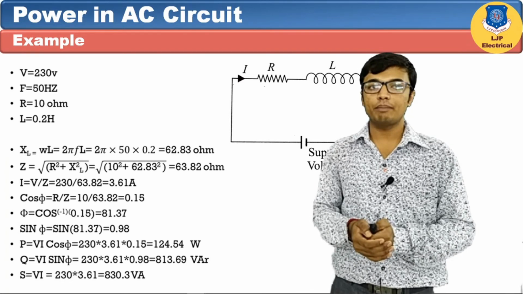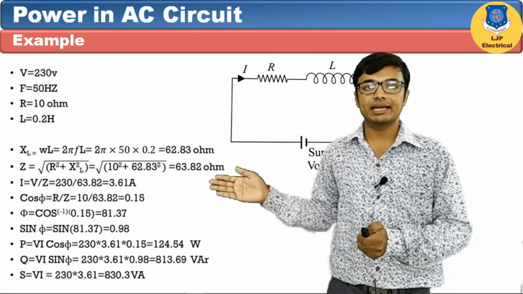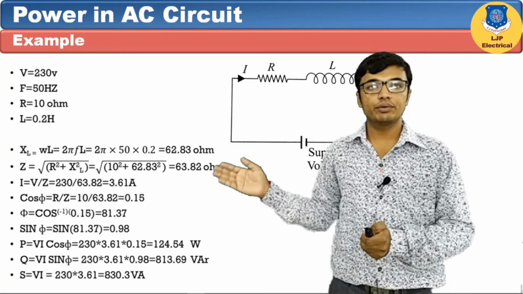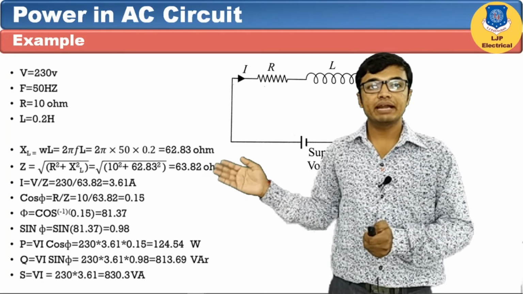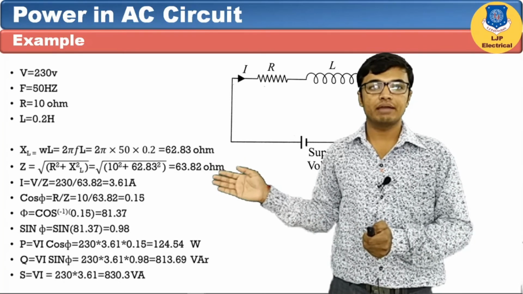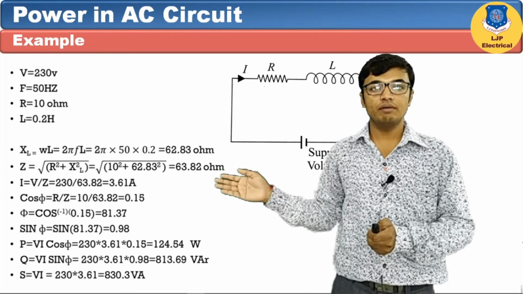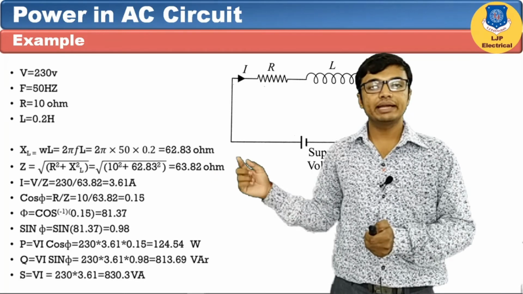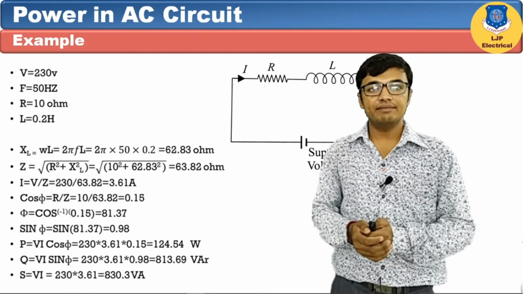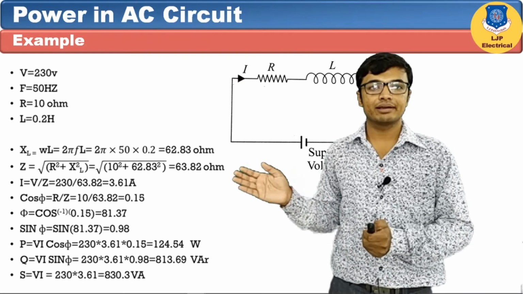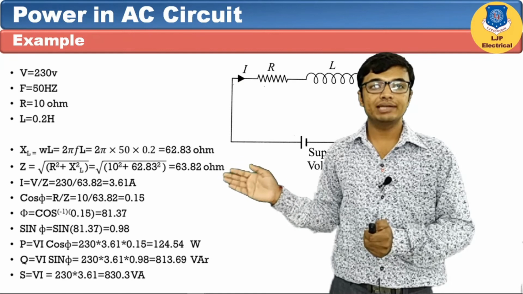After that we have to find out power factor, that is cos phi is equal to R divided by Z. Here value of R is equal to 10 and value of Z is equal to 63.82. So we get value of power factor, that is 0.15. After that we have to find out phasor angle, that is phi is equal to cos inverse of 0.15. So we will get 81.37. Then after we have to find out sin phi. Sin phi is equal to sin of phasor angle, that is sin 81.37, we will get 0.98.